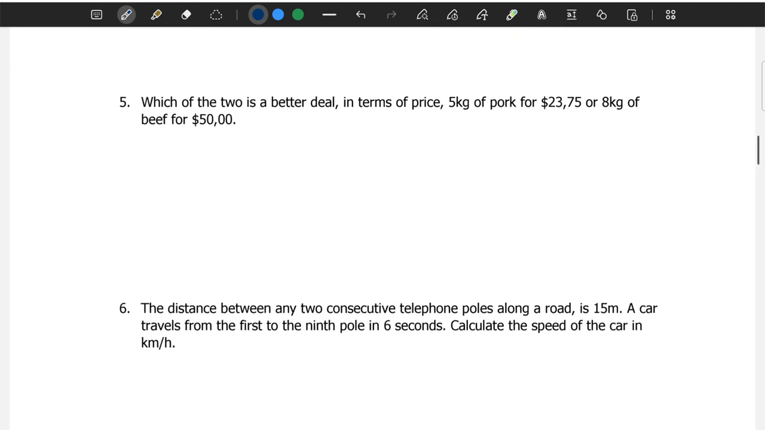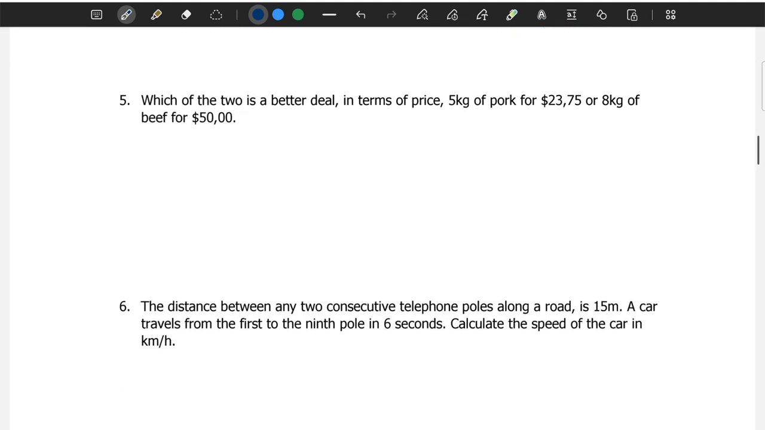And then the next question says, which of the two is a better deal in terms of price? 5 kg of pork for $23.75 or 8 kg of beef for $50. So we first have to evaluate the rate, which is price per kg, to say how much does it cost per kg.